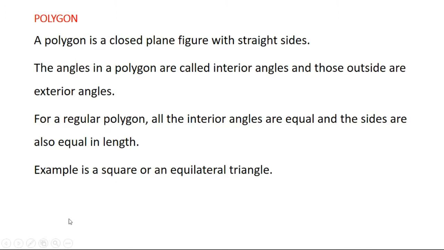Examples of regular polygons are squares and equilateral triangles. For squares, all four sides are equal, and the interior angles are also equal. The same thing applies to equilateral triangles. All the sides are equal and the interior angles are also equal. When you have a polygon like that, we say that you have a regular polygon.